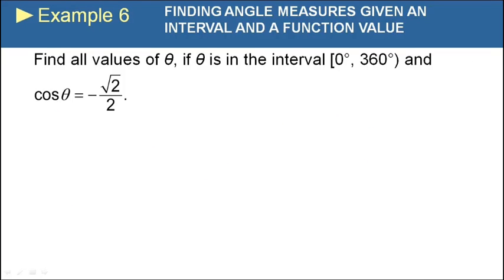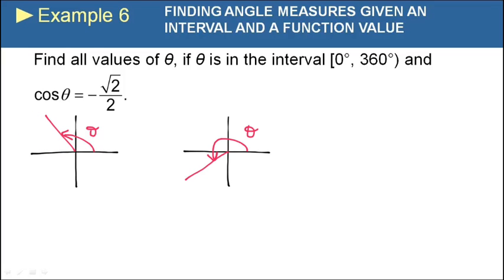Alright, now let's work backwards a little bit. This says find all the values of theta if theta is between 0 and 360, and the cosine of theta is negative square root of 2 over 2. Okay, when I do this, I start by drawing a coordinate system, and then I label the quadrants where I could find a negative cosine. I could find a negative cosine in quadrant 2, and I could find a negative cosine in quadrant 3.